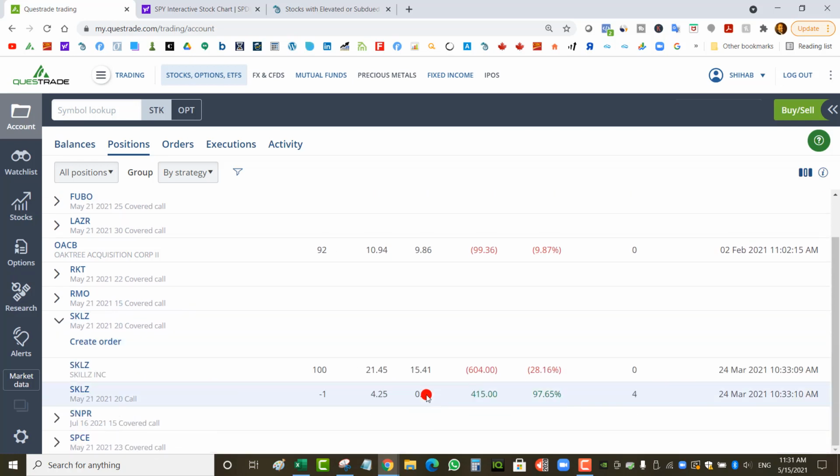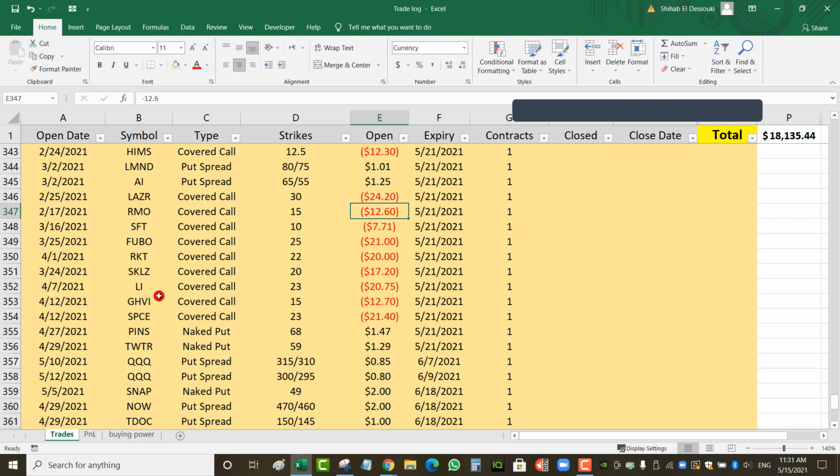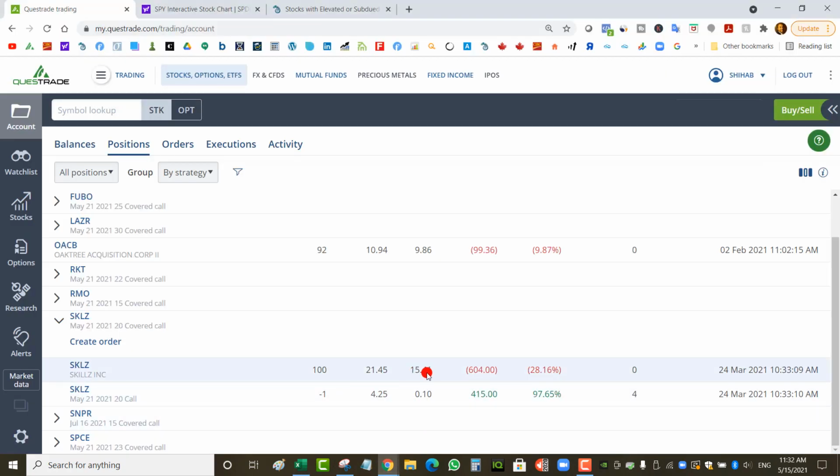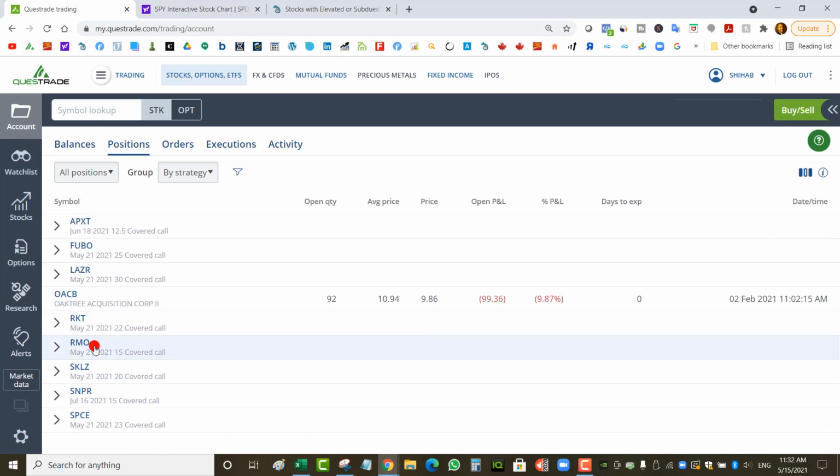Skills, probably the same thing. Yeah, my cost actually not that far off. My cost is around 20. Actually, let's look at the spreadsheet. Skills, my cost is 17.2, and the stock is trading at 15.4. So it's not so bad.